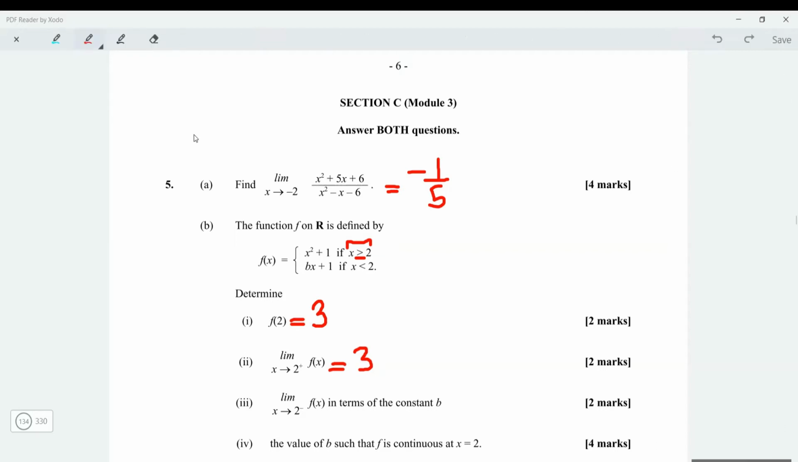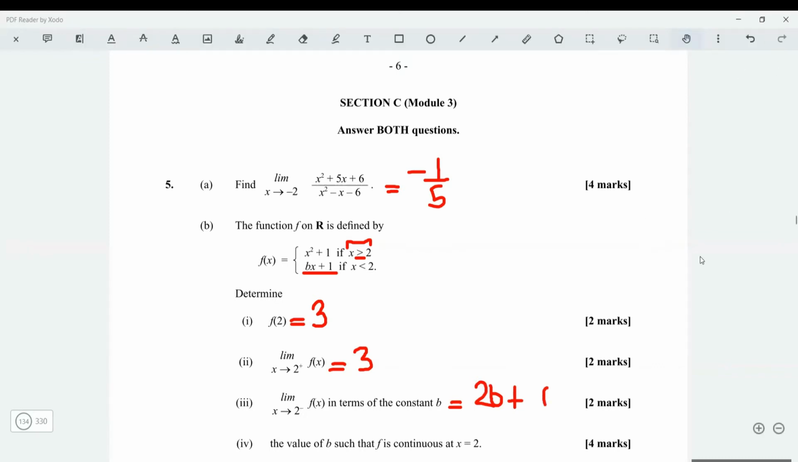Yes, sir. No, minus means from the left-hand side. So we're going to plug in 2 in this one now when they want the limit from the left. So plugging in 2 in this one right here, that would be 2 times b is 2b plus 1. Nice. Now, Marika, look how they might give you 4 marks for the next part.